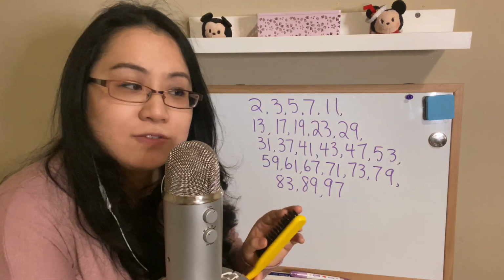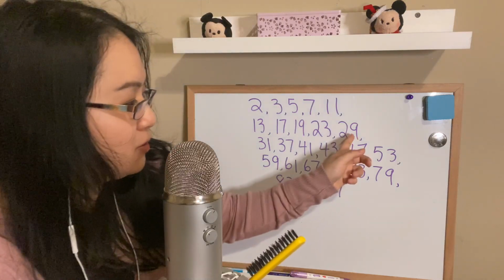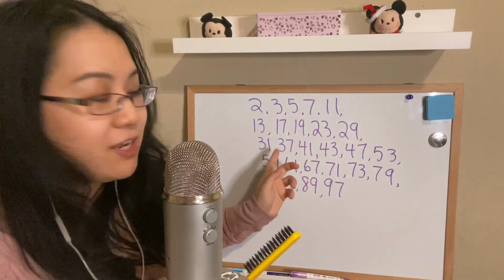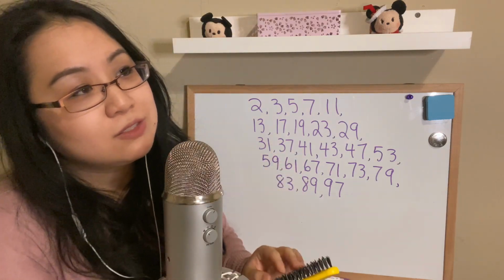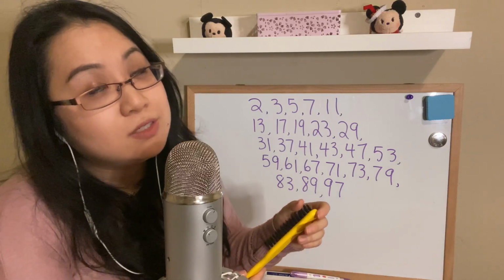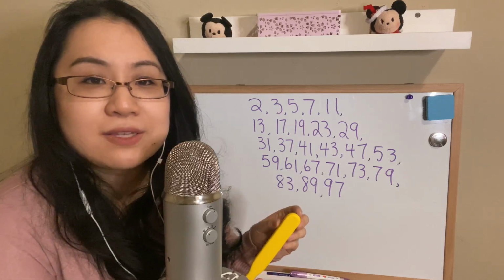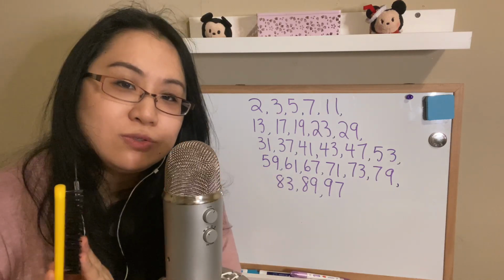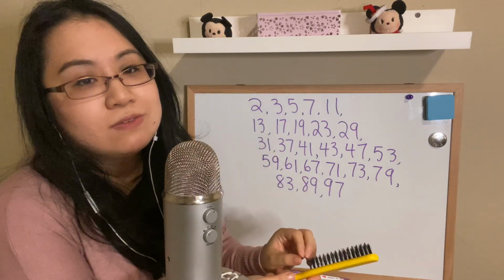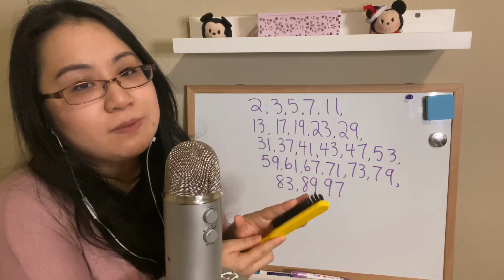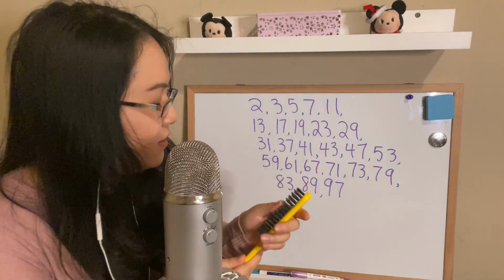58 is 2 times 29, which is prime. 59 is prime. 60 is 6 times 10, so 2 times 3 times 2 times 5, so 2 squared times 3 times 5 is 60. Which makes sense, right? 12 times 5 is 60, so 2 squared times 3 times 5.